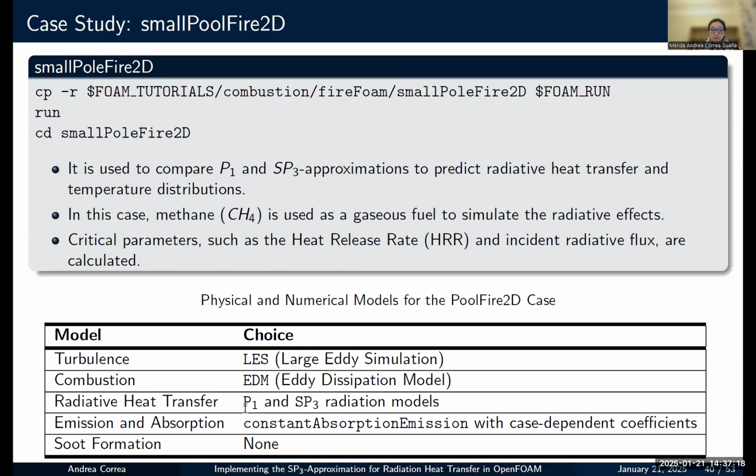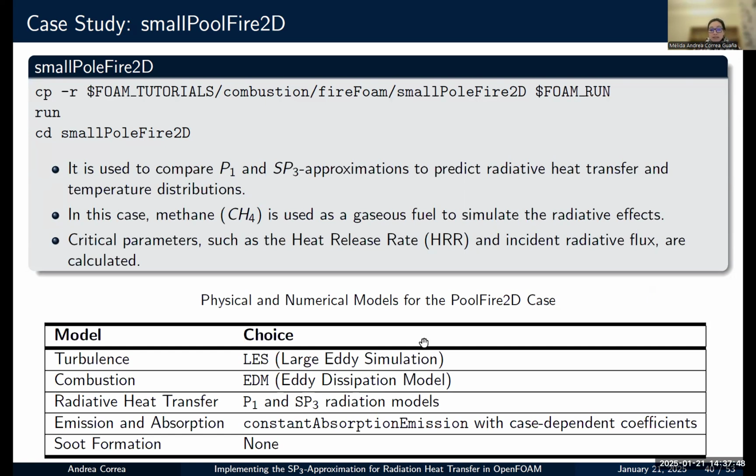In this model, it's important to mention that the methane is used as a gaseous fuel that represents the radiative effects in the fire environment. Commonly in a pool fire, you can use a liquid fuel, but in this case, the methane is used as a gaseous fuel.